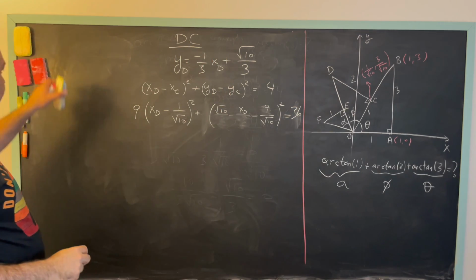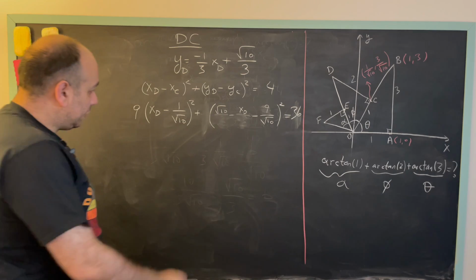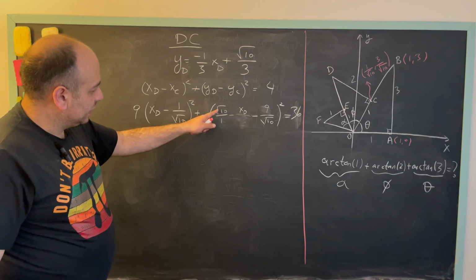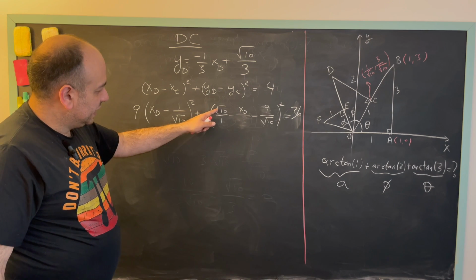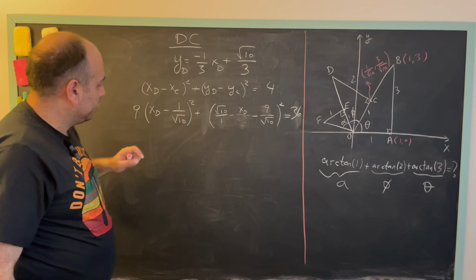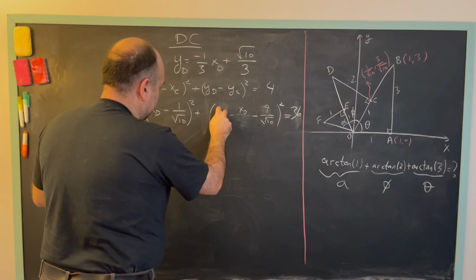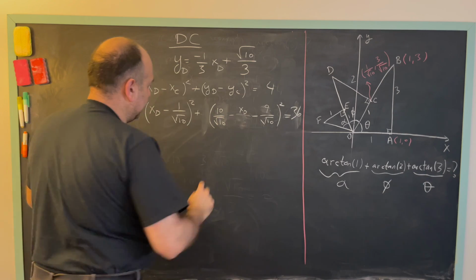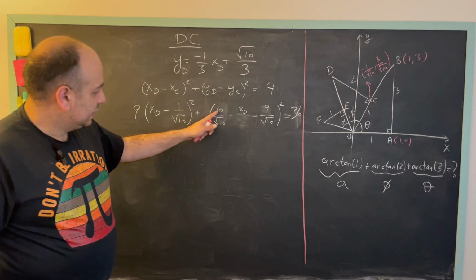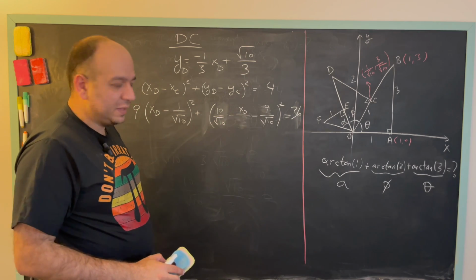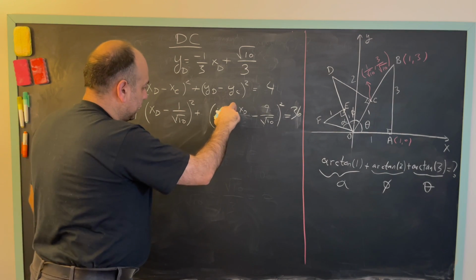Okay, very good. So this term has 1 here. So if I multiply square root of 10 in both the numerator and the denominator, I'll have 10 over square root of 10. So what is 10 over square root of 10 minus 9 over square root of 10? It is just 1 over square root of 10, right?